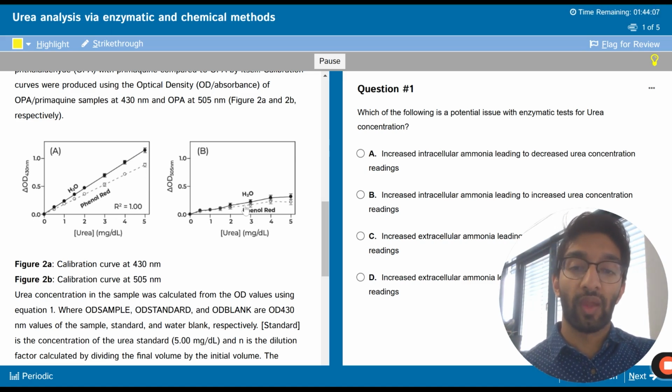In fact, you have an R squared of 1, which is very, very rare in research. On the other hand, you have this one, which is just the OPA alone, and you can see that the slope is very, very meager. With an equivalent increase of urea concentration, let's say from 0 to 4, you have a much lower absorbance in the OPA alone condition versus the OPA with primaquine.